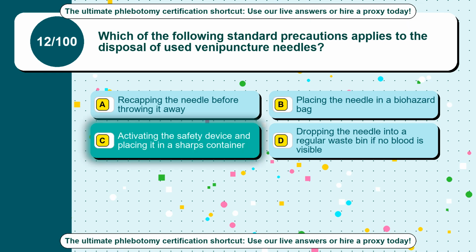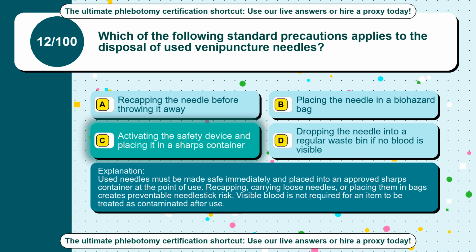The correct answer is option C, activating the safety device and placing it in a sharps container. Used needles must be made safe immediately and placed into an approved sharps container at the point of use. Recapping, carrying loose needles, or placing them in bags creates preventable needle stick risk. Visible blood is not required for an item to be treated as contaminated after use.